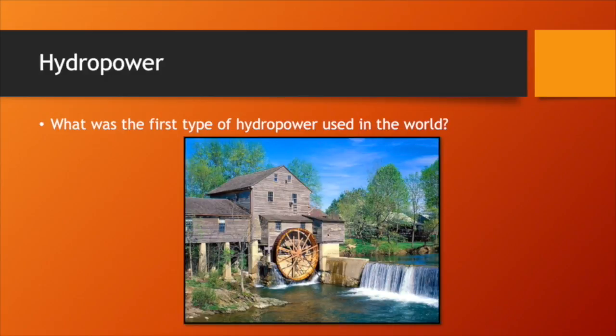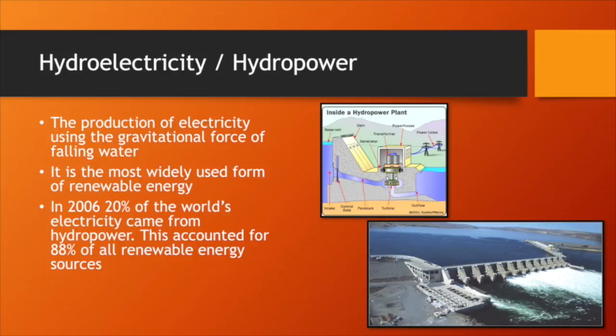There's also hydropower. I believe you've seen this type of source of energy, especially in ancient boats. What was the first type of hydropower used in the world? Do you know? If you don't, then I invite you to figure it out. It's a really fun fact. The production of electricity using the gravitational force of falling water is known as hydroelectricity or hydropower. So it is the most widely used form of renewable energy. In 2006, 20% of the world's electricity came from hydropower. This accounted for 88% of all renewable energy sources.